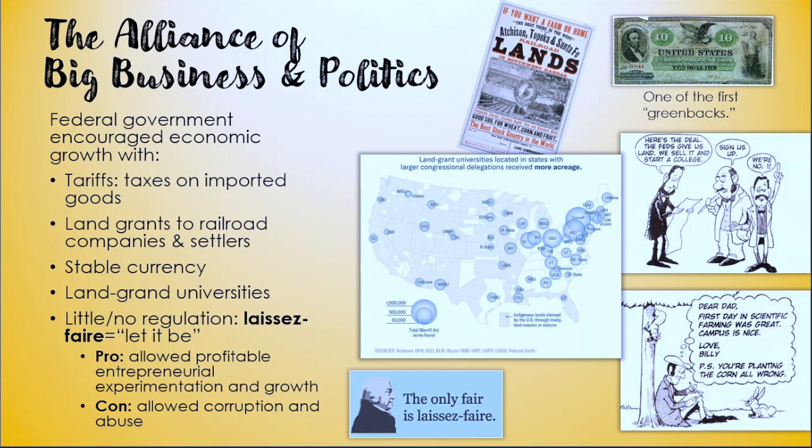So this had pros and cons. On the positive side, it allowed entrepreneurs to experiment with ways to organize and grow and increase their profits. So it allowed the companies to grow more quickly. They didn't have limitations in place to slow them down anywhere. On the negative side, it did nothing to prevent certain types of corruption and abuse, and there was quite a bit of that.